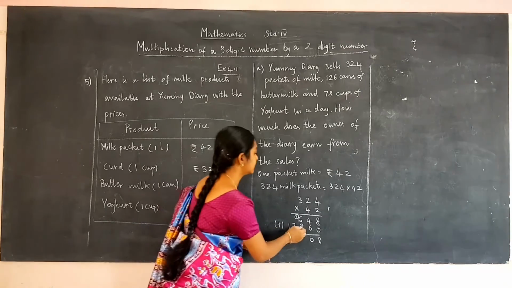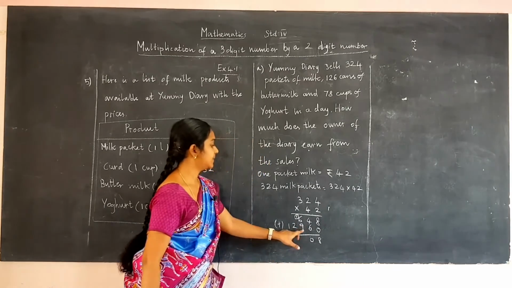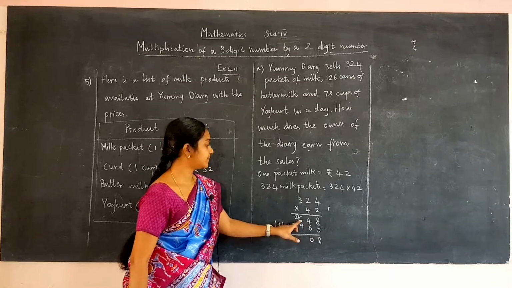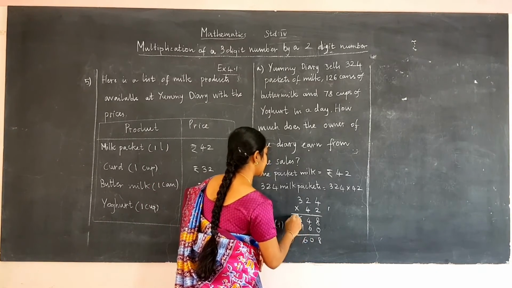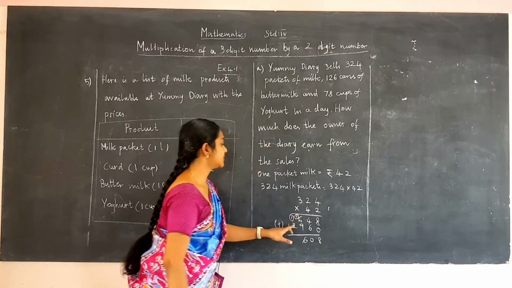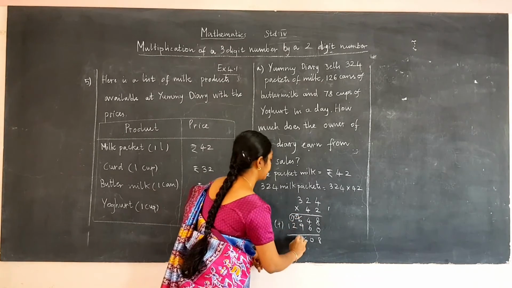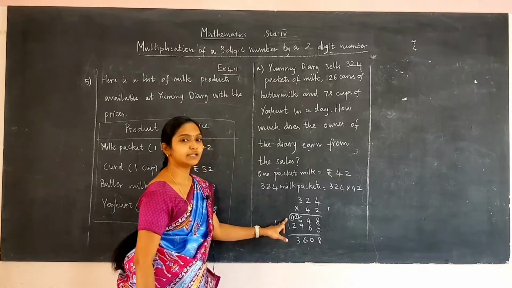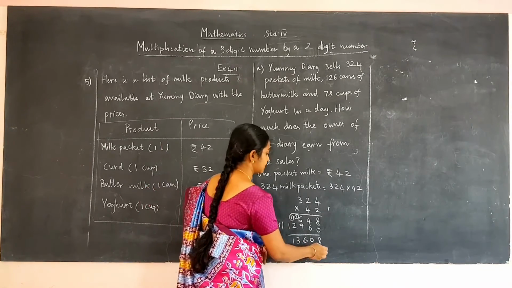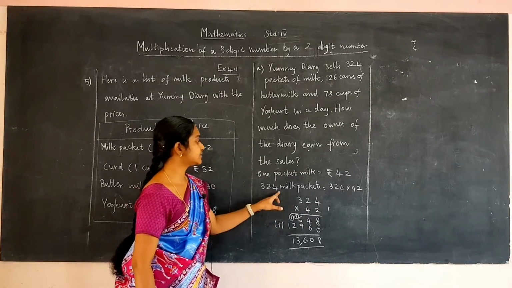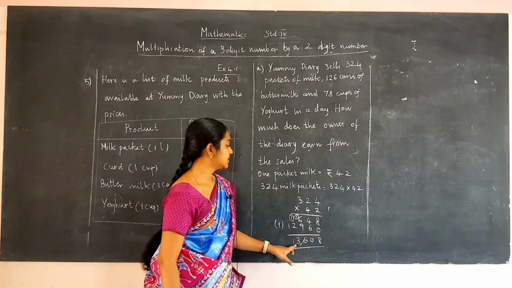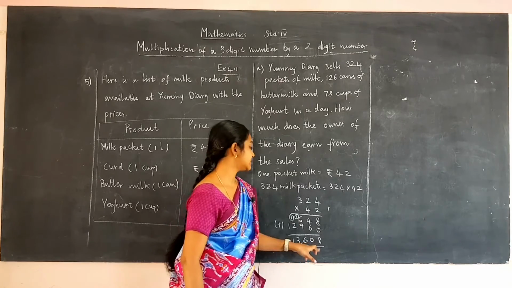9. 9 plus 1 is 10. 10 plus 6 is 16. So write 6 here and 1 will be carried to next place. 2 plus 1 is 3. Here we don't have any number, so write 1 as it is. So the cost of 324 milk packets is rupees 13,608.